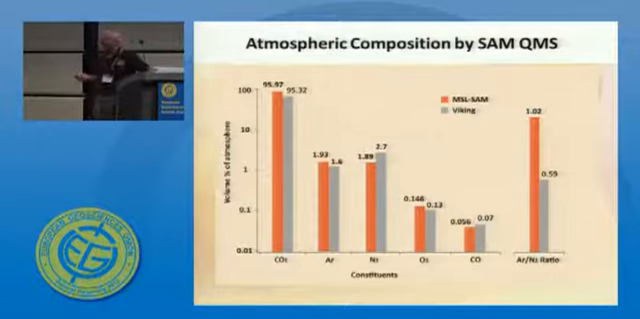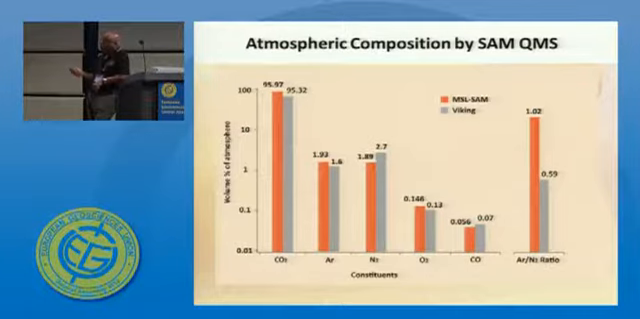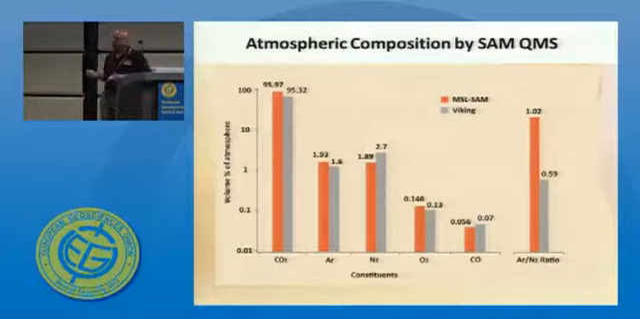And when you look at this, the carbon dioxide, what we're measuring in this orangish bar here, is 95.97% by volume of the atmosphere, whereas Viking measured 95.3%. Argon is larger than what Viking measured. It's about 21% larger. It's at about 1.93%, and Viking was 1.6%. In the Viking observation, nitrogen was the second most abundant gas at 2.7% by volume. And we're finding it to be about 35% smaller in abundance compared to Viking.